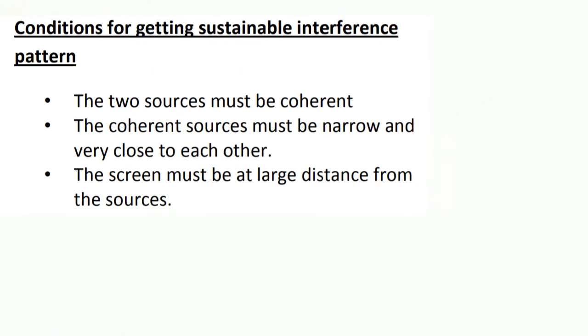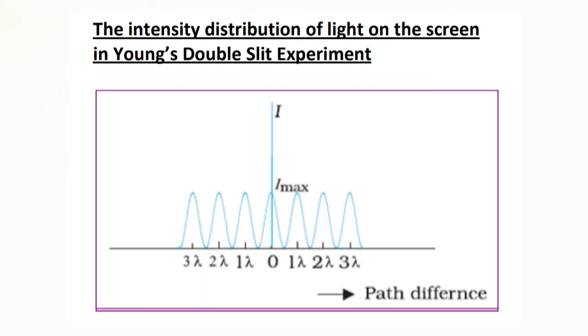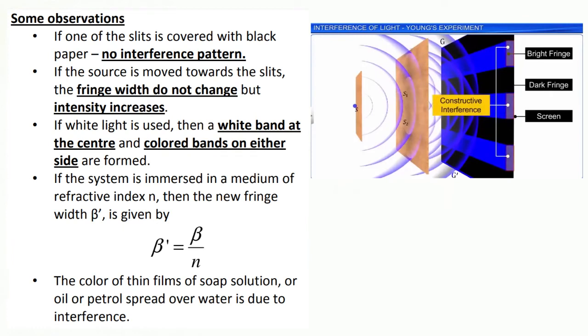Conditions for getting a sustainable interference pattern: the two sources must be coherent. The coherent sources must be narrow and very close to each other. The screen must be at a large distance from the sources. The intensity distribution of light on the screen in Young's double slit experiment is shown in this picture. Some observations based on Young's double slit experiment.